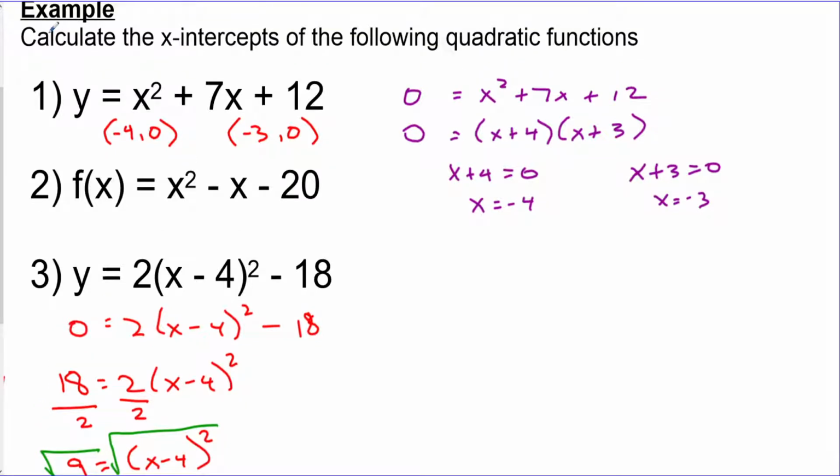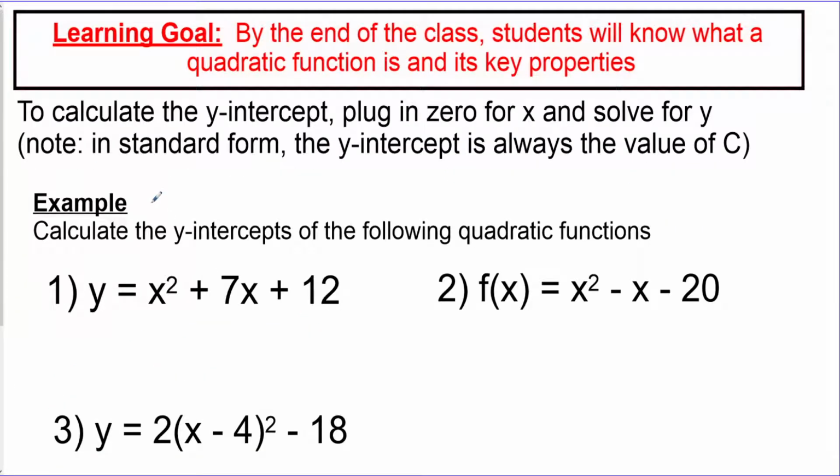So we now have the vertex and the axis of symmetry. We can put those on a graph, right? And now we have two additional points, usually, right? The two x-intercepts, so we have two more that we have to find, okay? So the next one is the y-intercept, okay?